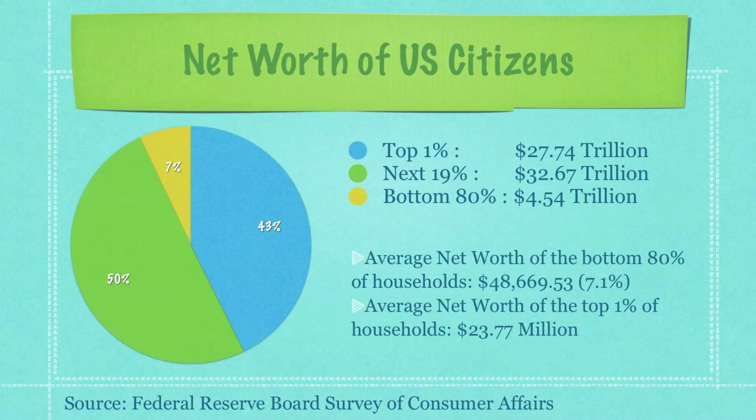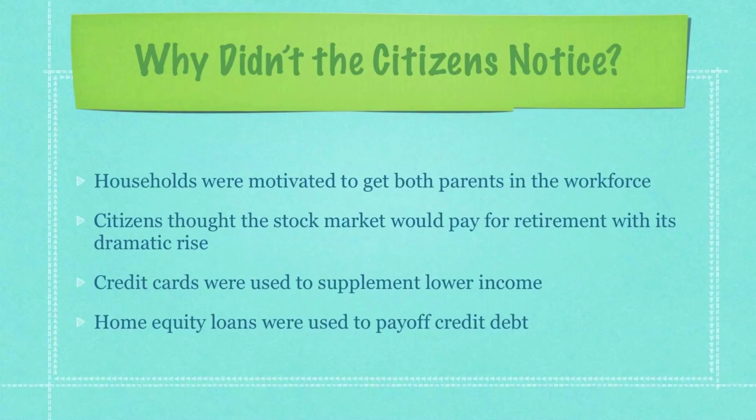that the average household only has a total net worth, which is all assets minus liabilities, of $48,669, while the average net worth of the top 1% of households is $23.77 million. So why exactly didn't the United States citizens notice while they were being robbed?